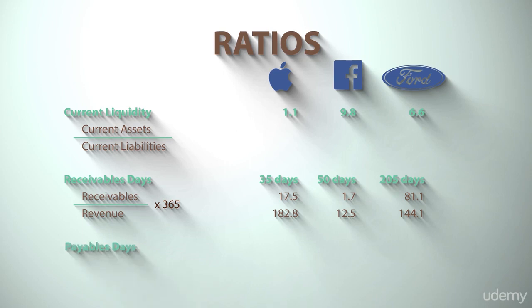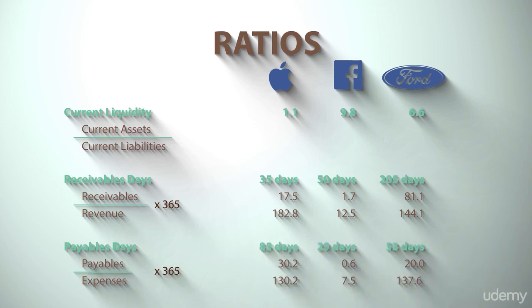The same thing with payables days ratio. It shows how long it takes a company to pay its suppliers. Instead of receivables and revenue, you should look at the payables and expenses. Apple has 85 days, which means it pays its suppliers in longer terms than it receives money from its customers. And this is good, because the business does not suffer from cash shortage.